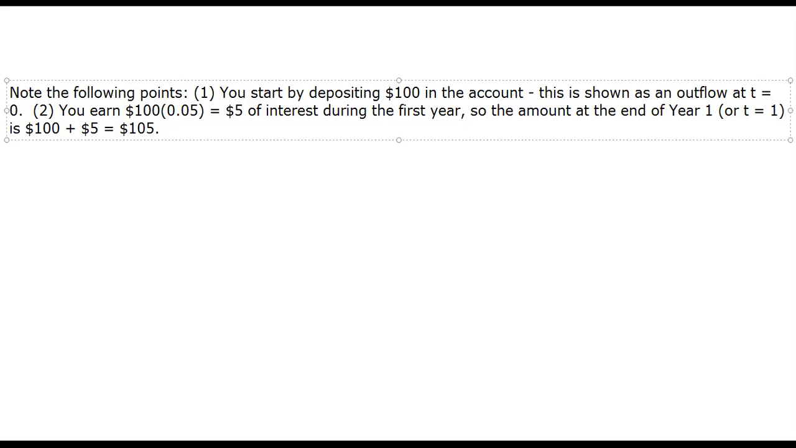Second note, you earn $5 of interest during the first year, so the amount at the end of year 1 will be $100 plus 5, which equals $105. All right. Third point now. You start the second year with $105.